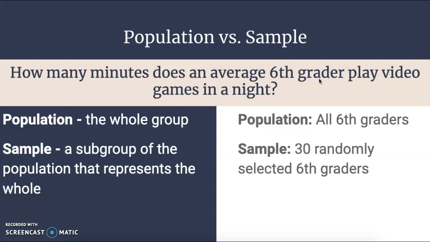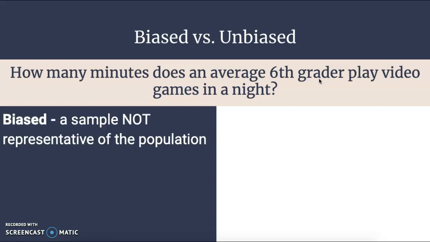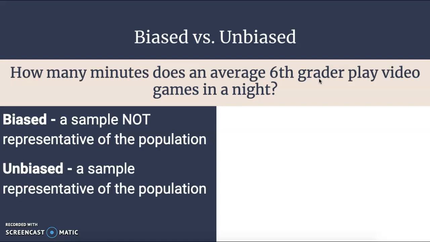Now, when we're picking a sample, we also need to be careful of bias. So you've heard this word before. Biased would mean that the sample does not represent the population. It doesn't include enough of the whole group, or it has something wrong with it that would show favorability to a certain person. We want a sample that is unbiased, which means that it does represent the population.